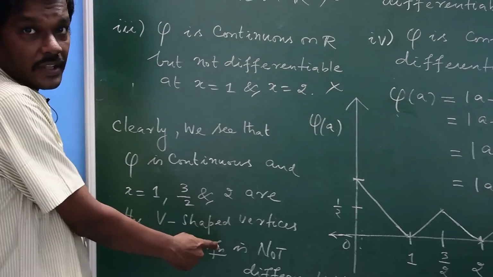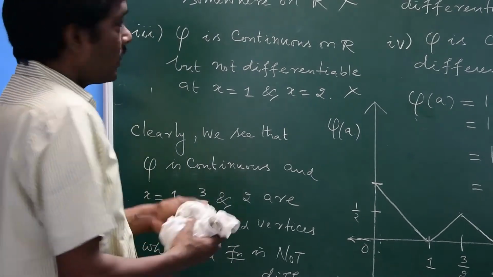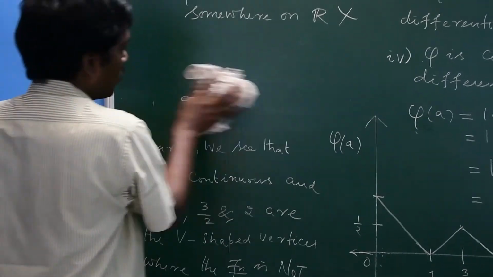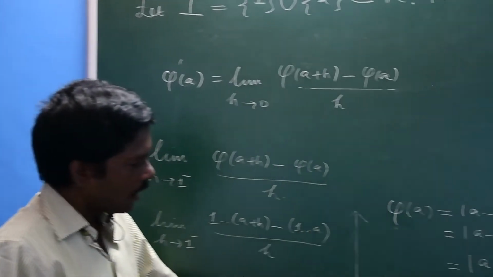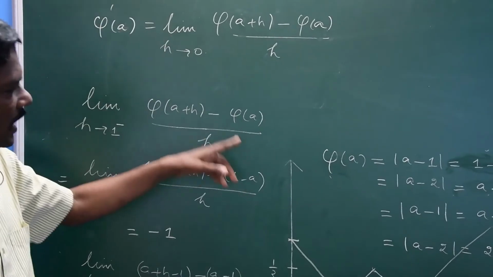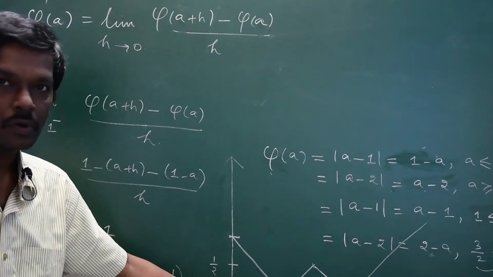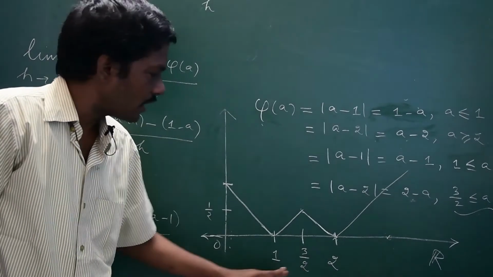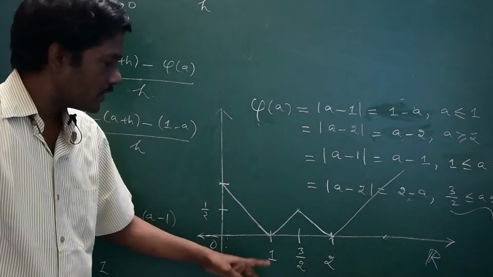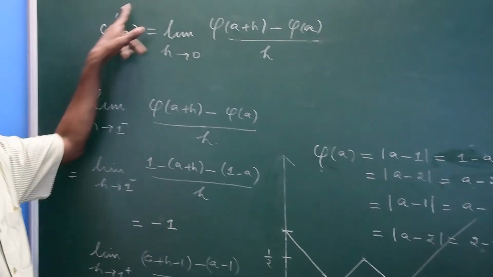Let us explain this. What is a V-shaped vertex? Why is it not differentiable? We will explain in a while from now. Now we will justify how this function doesn't have a limit at the points x is equal to 1, 3 by 2 and 2. Why is it not differentiable at these points? We will justify using the definition of derivative.